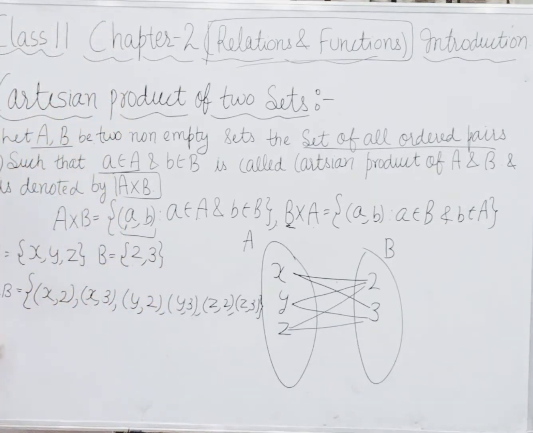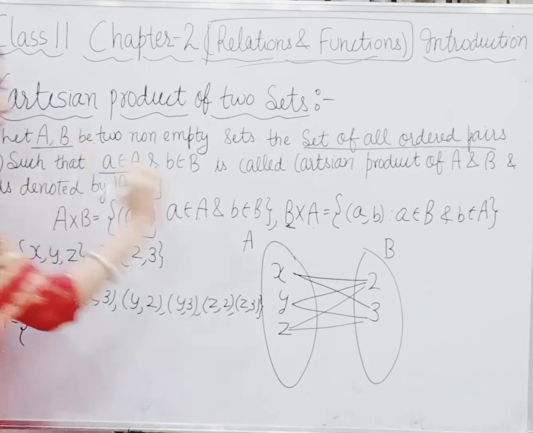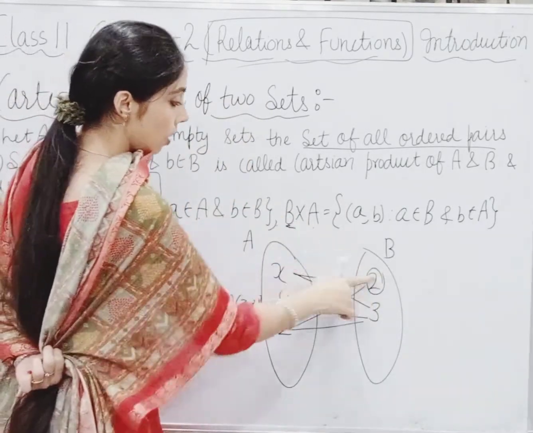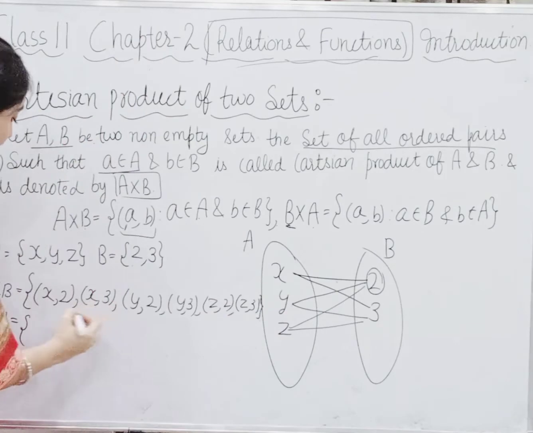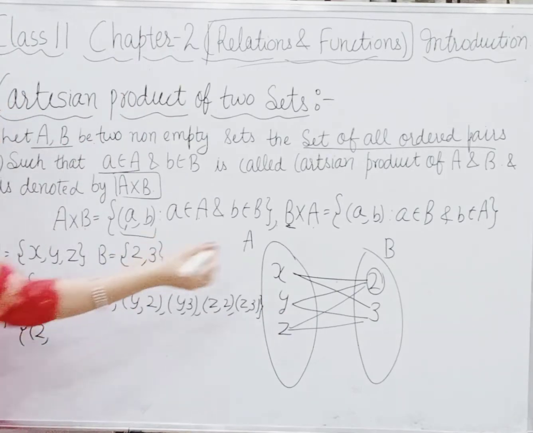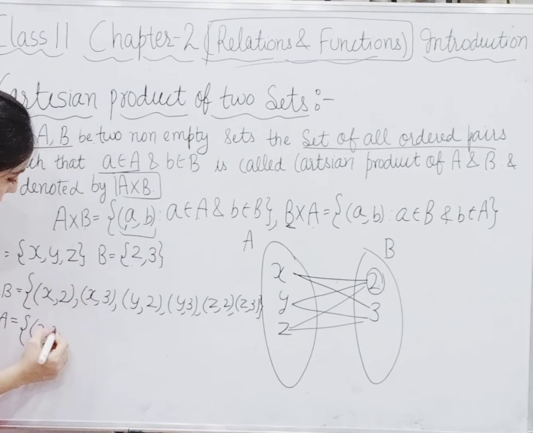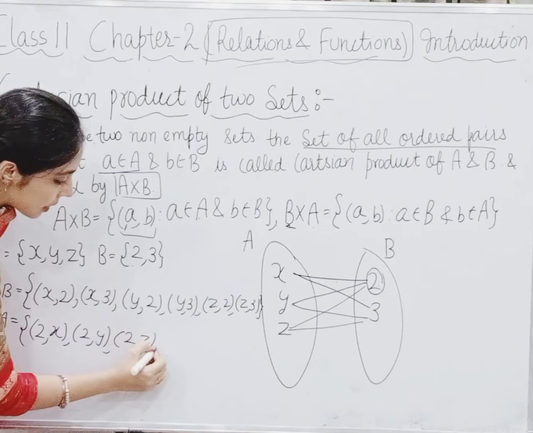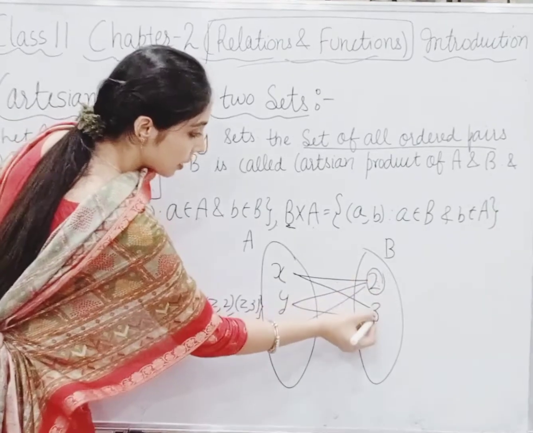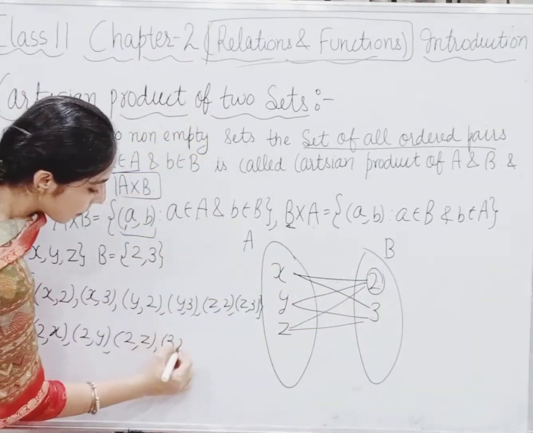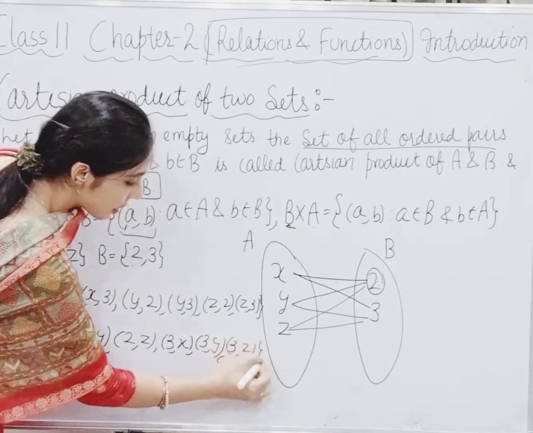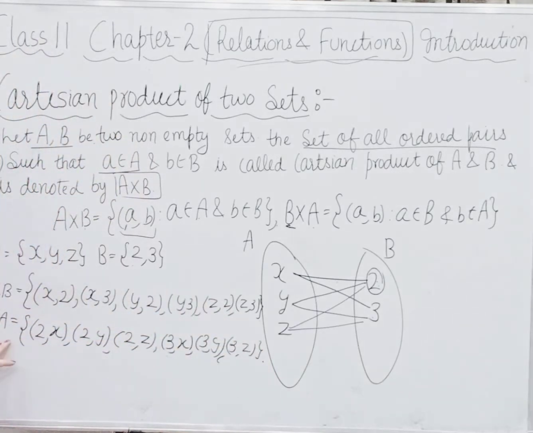Simply, if we have to find the Cartesian product of B and A, B cross A, you will find the relation of the first component of B with all components of A. So the first component is 2; the first ordered pair will be (2,x), second will be (2,y), third will be (2,z). Next (3,x), (3,y) and (3,z). This is the Cartesian product of B and A.